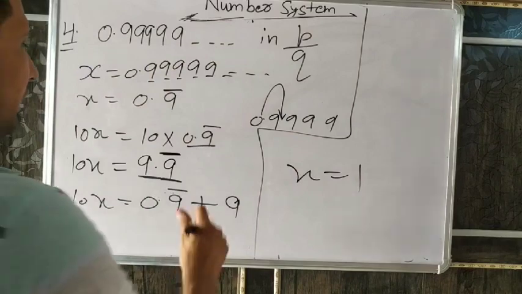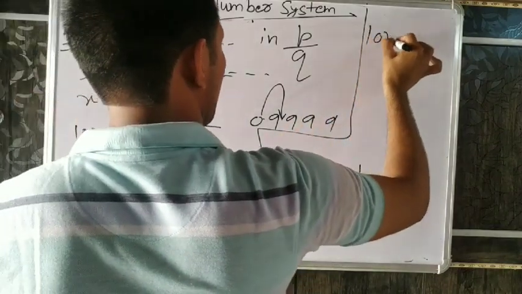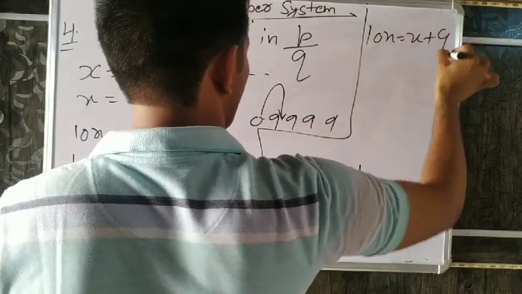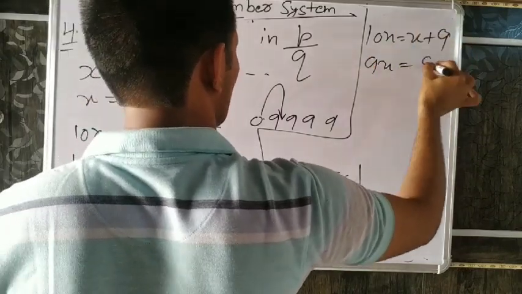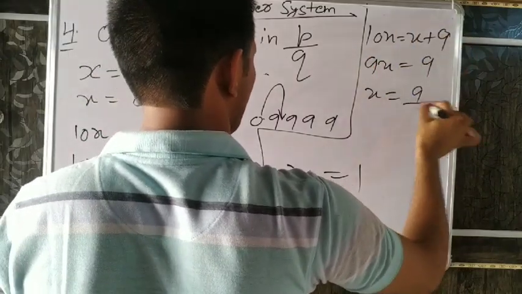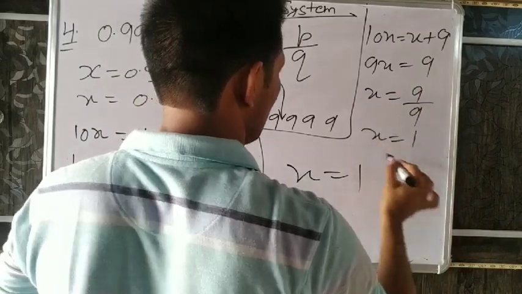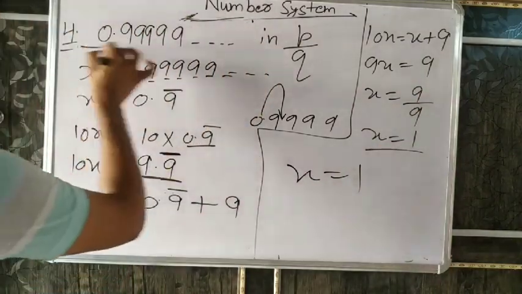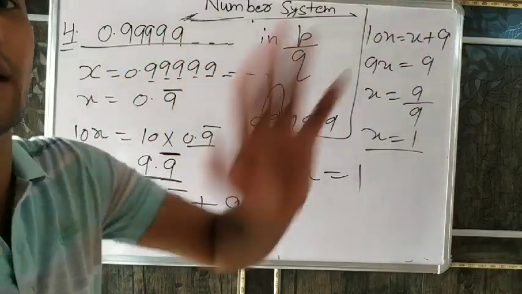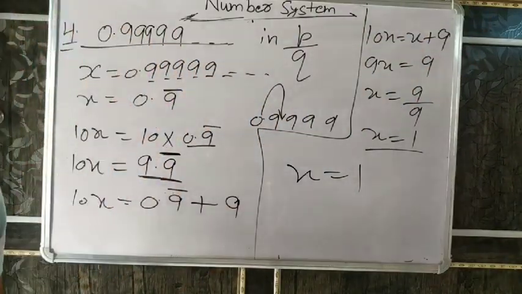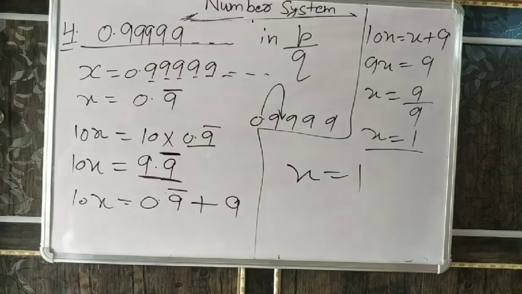You can check it. 10x equals x plus 9. Moving x to the other side, 9x equals 9. So x equals 9 divided by 9, so x equals 1. So what is this value? It is also near about 1: 0.999999999 is equal to 1. You can do this one yourself also.